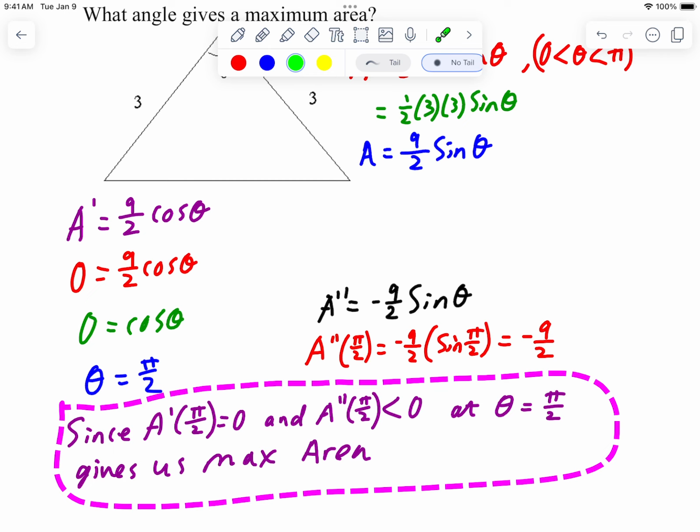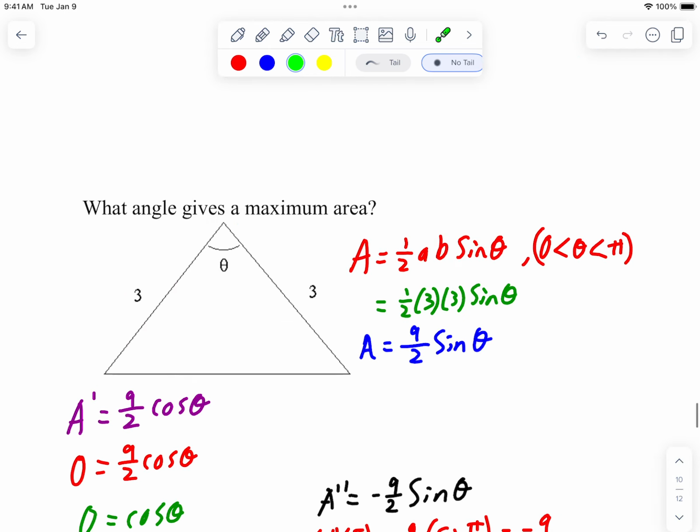All right, so what do we end up with? Great question. Theta equals pi halves. That's going to give us a maximum area. What does that mean? It's a right triangle. That makes sense. All right, so let's see how we got to that though.